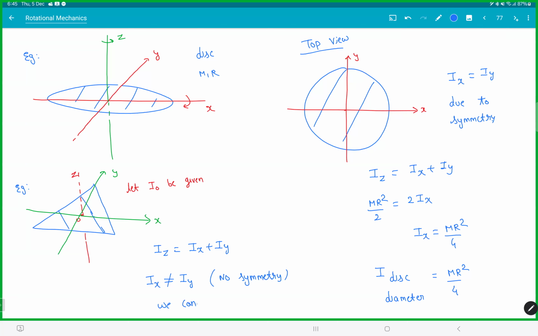Are you getting the problem with this? So whenever you use the perpendicular axis theorem, the theorem is valid. For a sheet, Iz is Ix plus Iy. But if Ix and Iy are not symmetrical, you can't solve the problem. Or at least you should know one of the values, Ix and Iy. So the perpendicular axis theorem is pretty useful when there is a symmetry. Without symmetry, the theorem is valid, but it is not useful. So be careful. Not being valid and not being useful are two different statements. So a disk is symmetrical, Ix and Iy. A triangle is not symmetrical.